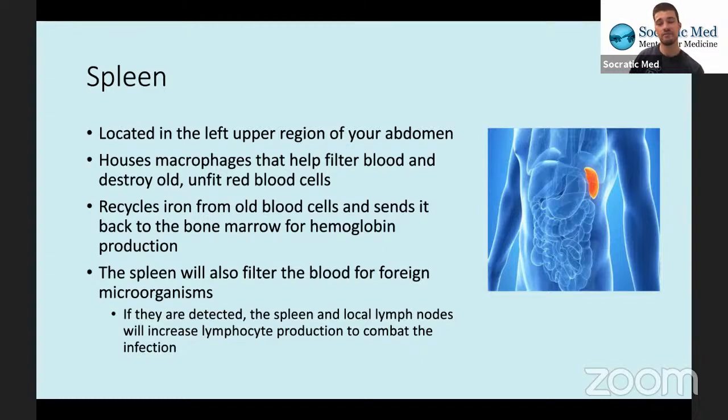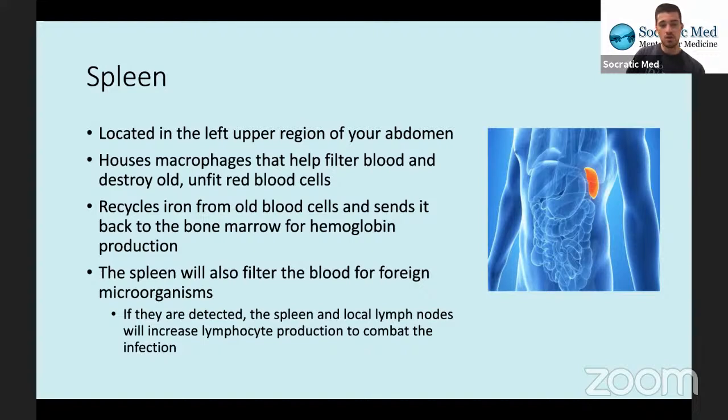So it recycles the iron from the old blood cells and it sends it back to the bone marrow for hemoglobin production. Because any sort of mineral or any sort of metal that's in your body, your body tries to do a good job at preserving it, because they're hard to come across, especially, evolutionarily speaking, in the ancestral environment. So your body has come up with some pretty cool tricks to conserve resources. And this is one of them. Your spleen recycles iron, and it helps create new red blood cells.